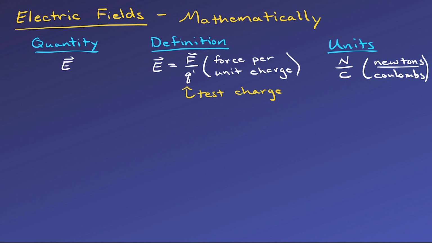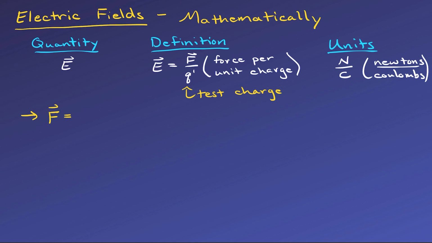Here we need to make a very important distinction between the charge or charges that are producing the electric field and the charge that is placed in the existing field of the other charges, that is, the charge that is feeling a force from the field. We will call charges that create the field source charges, and the charges that feel the effects of the field test charges. Source charges we will denote with a Q, and test charges we will denote with a Q prime.